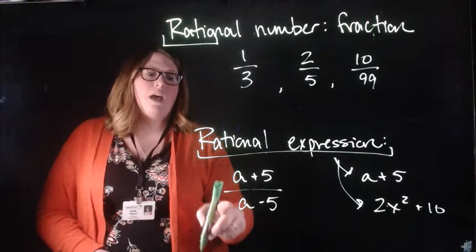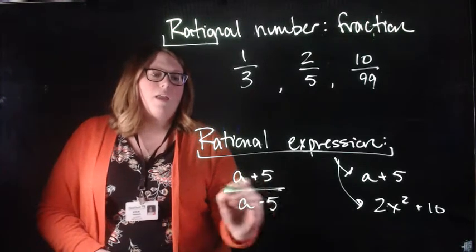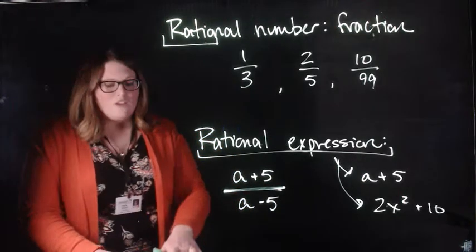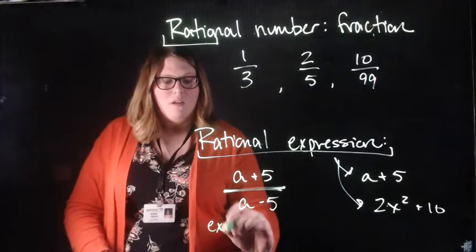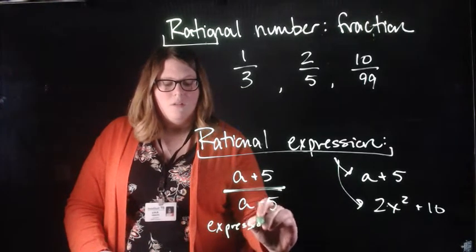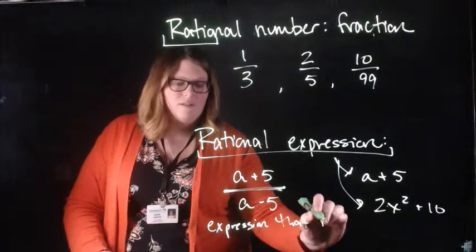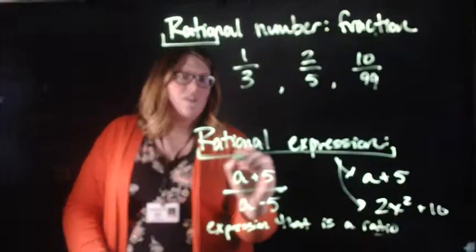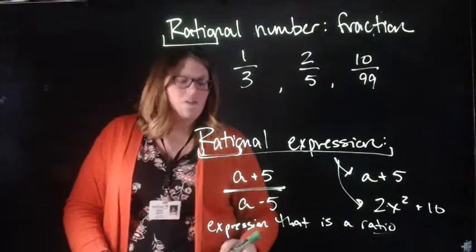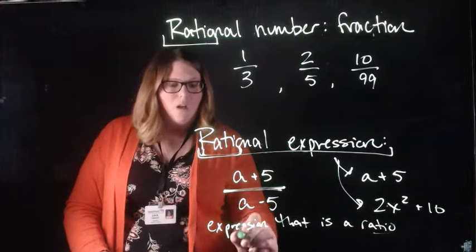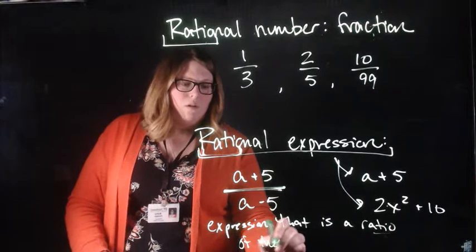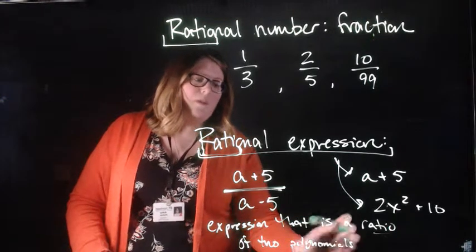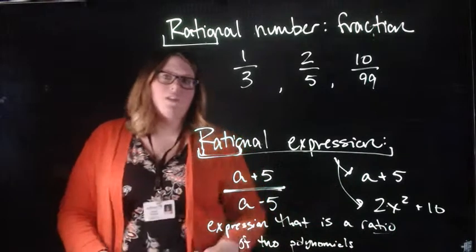It's just an expression on top and an expression in the denominator, and they're combined by this division symbol, or that fraction bar. So a rational expression is really an expression that is a ratio. Again, that term ratio is the prefix of this word, right? Rational is that ratio of two polynomials. For today's purposes, we can view a polynomial as the same as an expression.